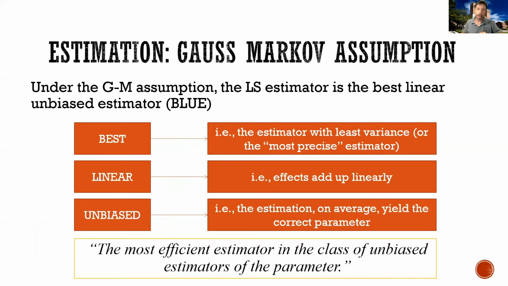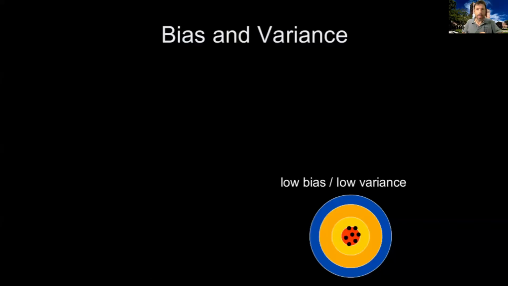Just to give you an example of bias and efficiency, let me show you this. So this is just a nice visual depiction of bias and variance. So here we're imagining that the bullseye is the parameter, the real parameter. And these little dots are experiments and estimations.